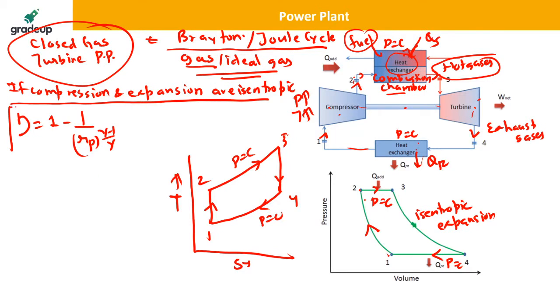Yes, this is the formula for efficiency of the Brayton cycle if the compression and expansion are isentropic. Clear? Now, very important point, you have to listen here. If compression and expansion are not isentropic, then what will happen? In that case you cannot apply this formula. In that case, how can you solve this question?